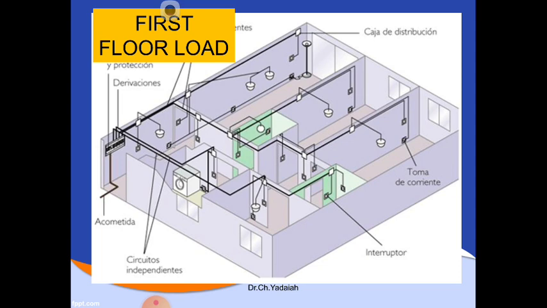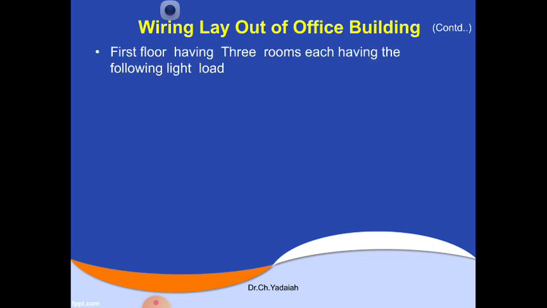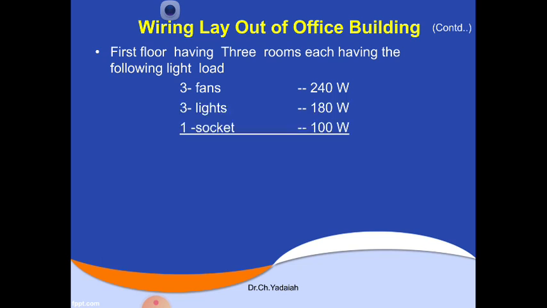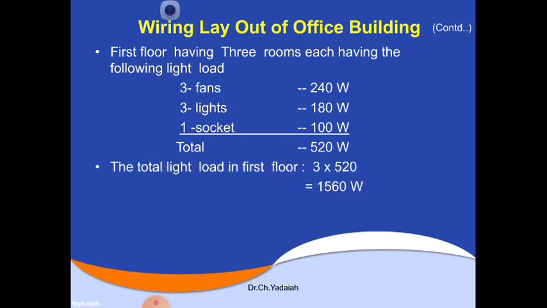How much load does each portion have? Assume each room has 3 fans. Each fan is 80 watts, and 3 lights is 180 watts, and one lighting socket is 100 watts. Total power is equal to 520 watts. This is the lighting load in the first floor. Into how many portions? 3 portions. Into 3, we get 1560 watts. This is the lighting load in the first floor, in the manager room, and in the ground room.